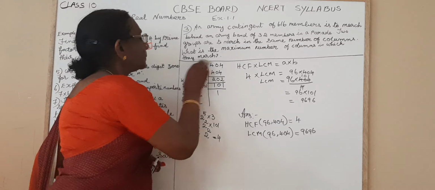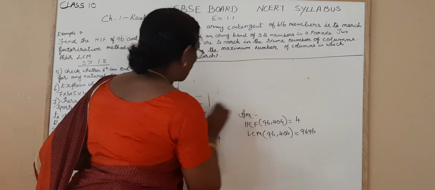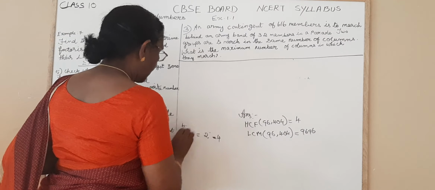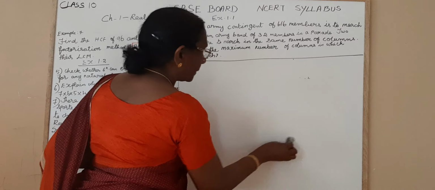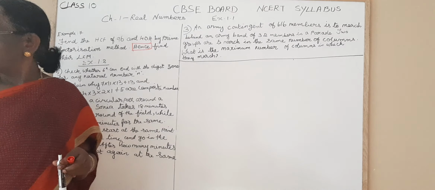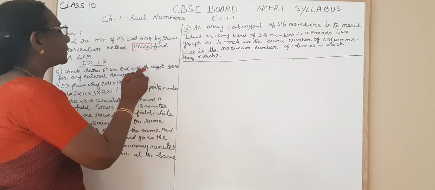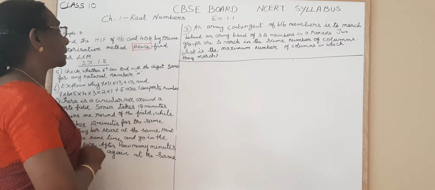Exercise 1.2. We are going to do sum number 5. We read up to 4. Now we are going to do sum number 5. Check whether 6 power n can end with digit 0 for any natural number n.